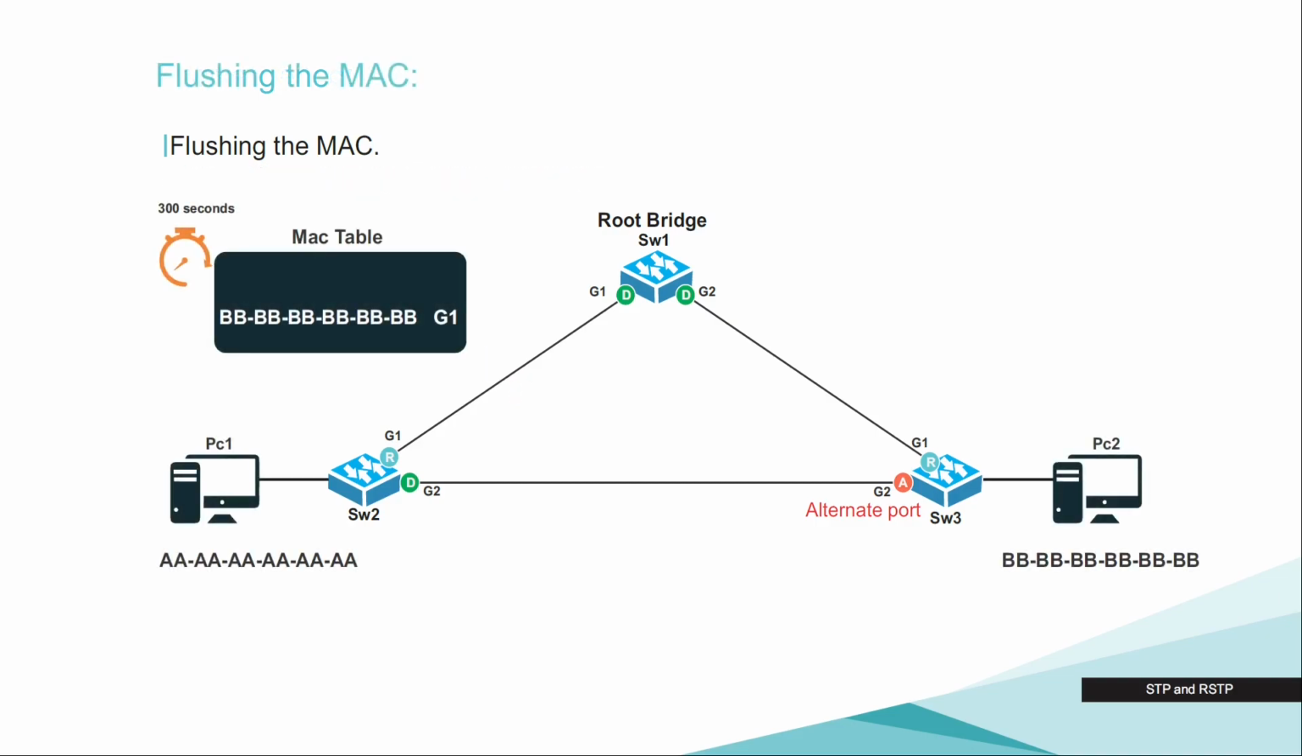So let's add two PCs also in order to understand the flushing that will happen to the MAC address table. So we have PC1 with MAC address all A and PC2 with MAC address all B. By default, the MAC address table will have an aging time of 300 seconds or 5 minutes, and this is the time for how long our MAC address table will keep a MAC address. So if we learn a MAC address, we will keep it in the MAC address table for 5 minutes, and after that time, the MAC address table will delete this MAC address and start the learning process again.